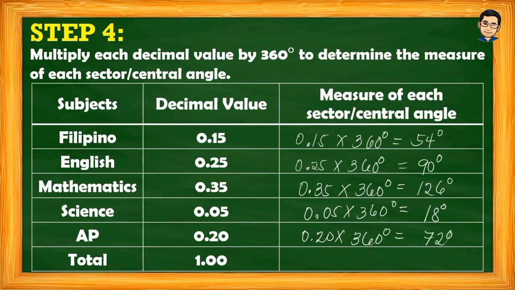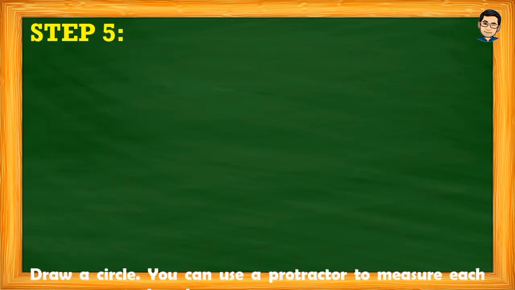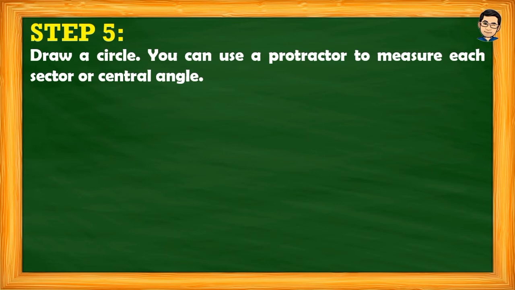So how will you know if your answer is incorrect? So ang gagawin nyo lang po is i-add nyo lang po lahat ng mga nakuha nyong measure for the central angle. And then kailangan ang sum na makuha nyo is 1 whole circle, which is 360 degrees. Now for step 5, draw a circle. And then you can use a protractor to measure each sector or central angle.